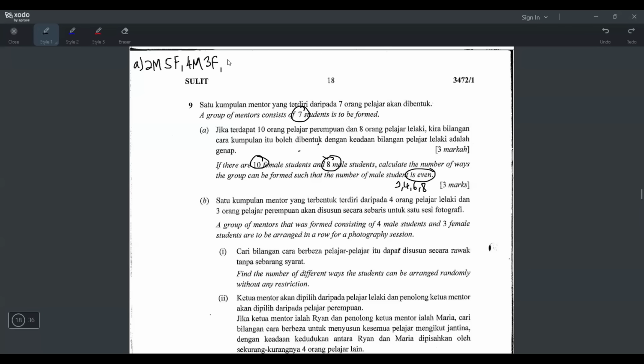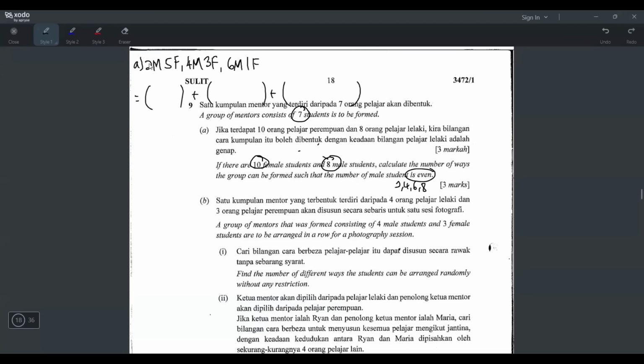And then kalau 6 male, nak cukupkan 7, you'll be 1 female, right? Okay, what about 8 male? 8 male is not possible lah because you only want to choose 7 saja. So ini saja option yang ada, right? So now we just have to open 3 brackets and then cari semua ni lah. And remember, later we have to plus all these answers together.